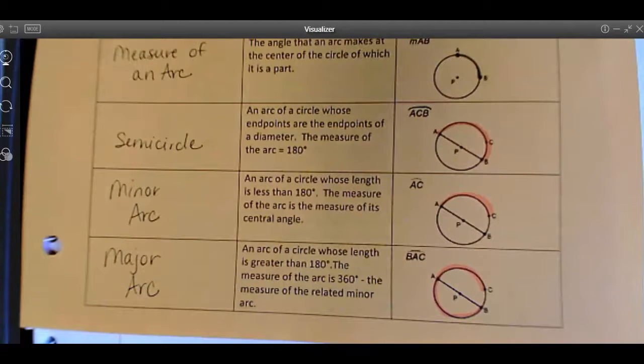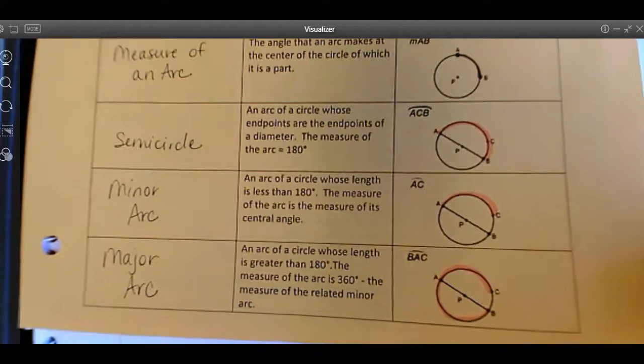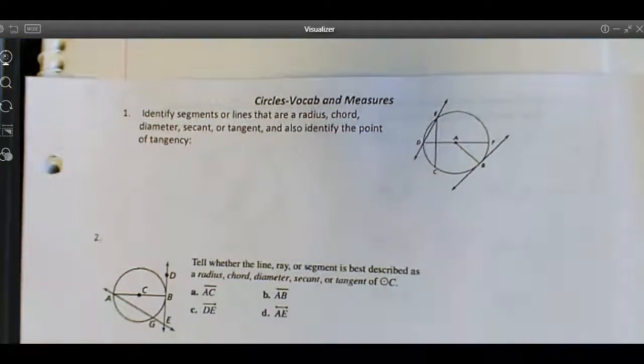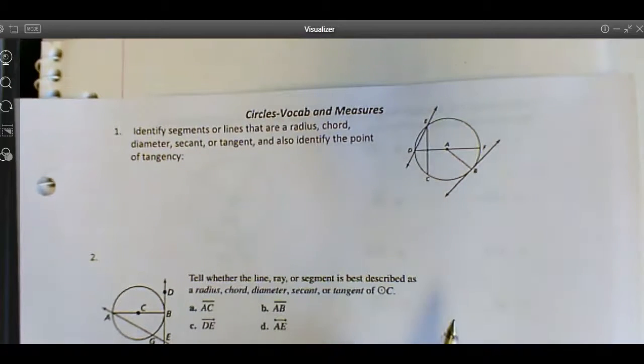Now, that's your vocabulary lesson for today. So now we just need to talk about how we use all of that vocabulary to answer some questions. Okay, so you still need your sheet out so you can look at some of what the words are talking about, and we're going to talk about how that relates to some problems. So the first problem here, it says identify segments or lines that are a radius, a chord, a diameter, a secant, a tangent, and a point of tangency. So looking at the picture, we're going to identify all of these things.